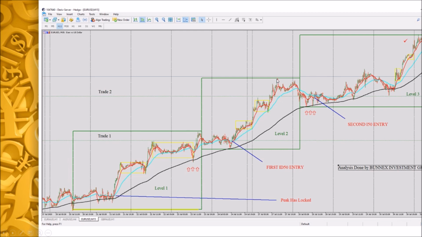Then level 2 was completed at this point. Then level 3 initiated again at the 200 EMA, where we got another second ID 50 entry. So trade 1 was going to be here, where I marked with this green line. Then trade 2 was going to be here, where I marked again with the green line. So this was the point where our peak locked.